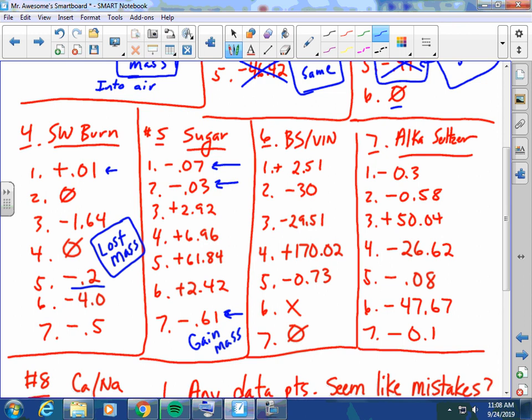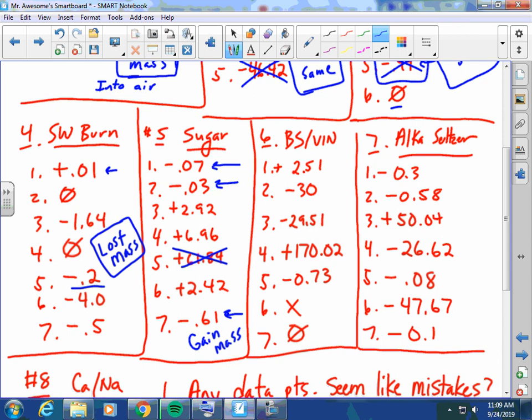What do you guys think might have happened there? Might not have zeroed out the balance to account for the container. What else could have happened? What we see at these stations, 5, 6, 7, and 8, when people are comparing their final mass to their initial mass, sometimes they forget that their initial mass is actually the two ingredients' masses combined. So sometimes that makes a big difference. So they may have only been comparing the sugar and water combined, that mass, to maybe just the water. Okay, that's a possibility.